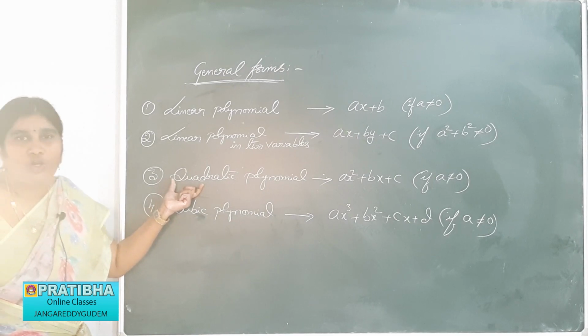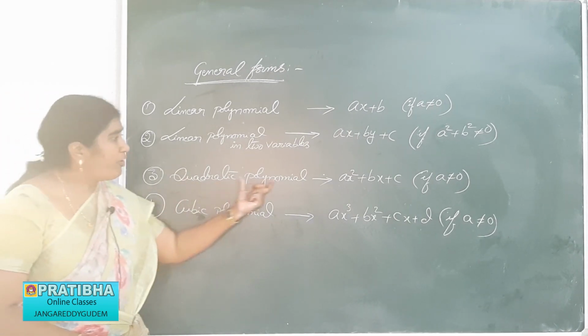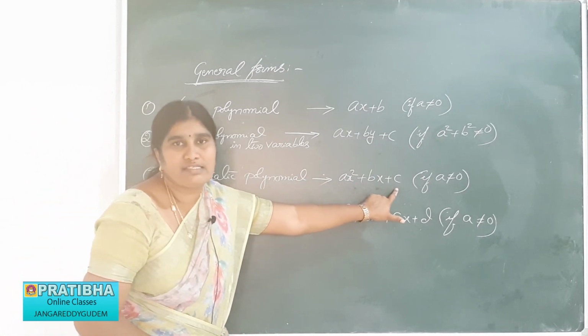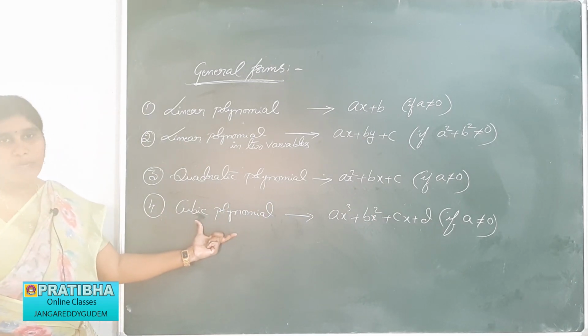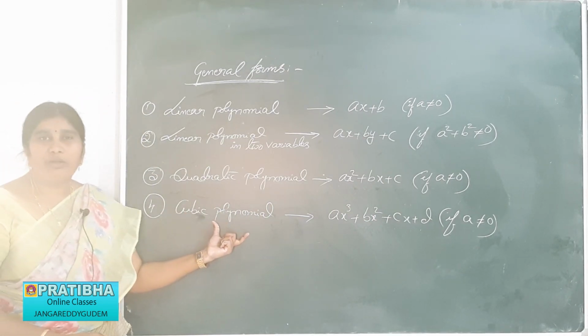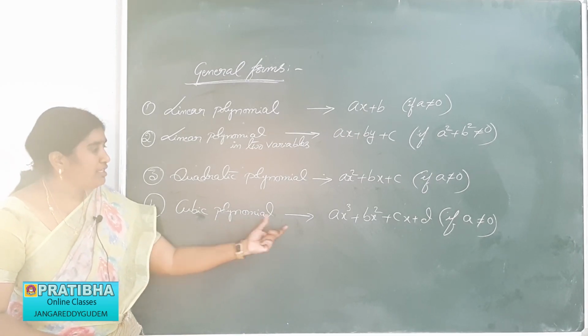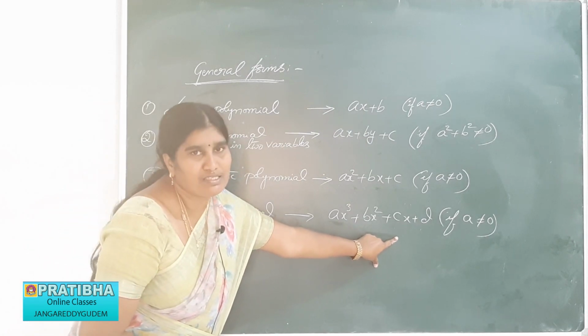Next, quadratic polynomial. If the degree of the polynomial is 2, then it is called a quadratic polynomial. The general form of the quadratic polynomial is ax square plus bx plus c. Next, the general form of the cubic polynomial. If the degree of the polynomial is 3, then it is called a cubic polynomial. Its general form is ax cube plus bx square plus cx plus d.